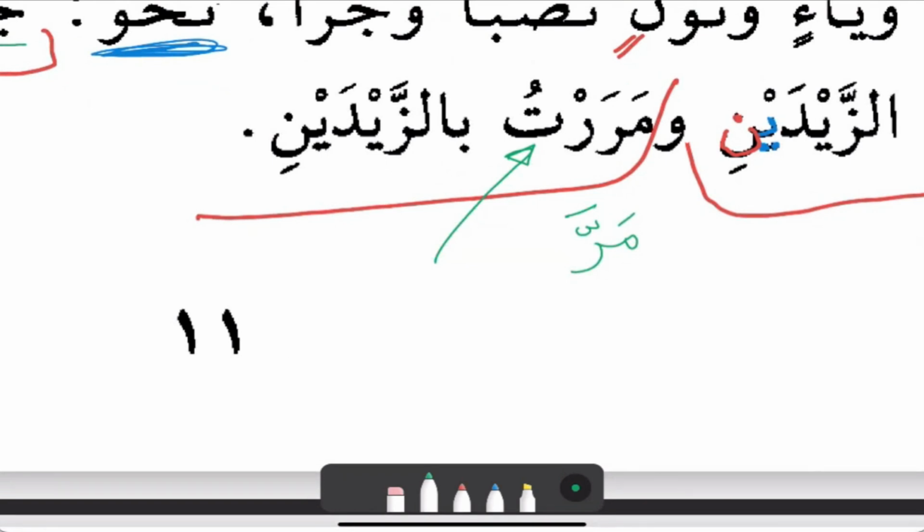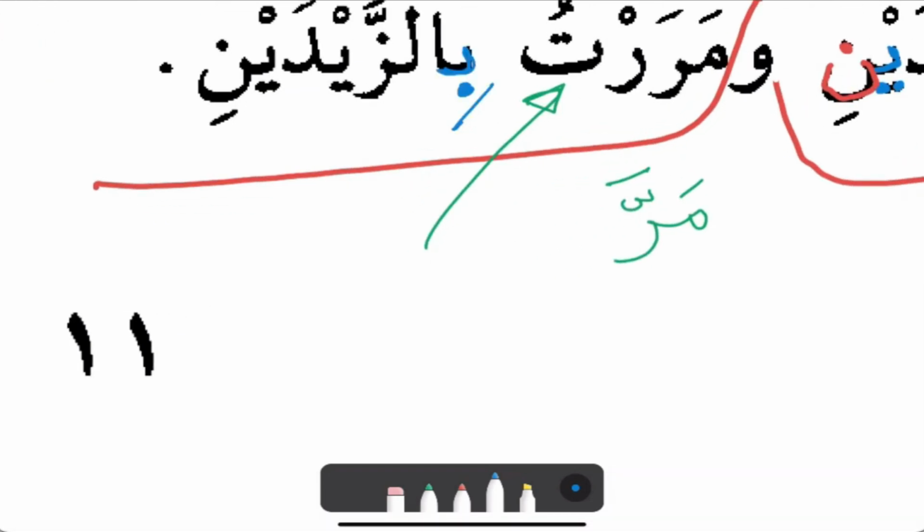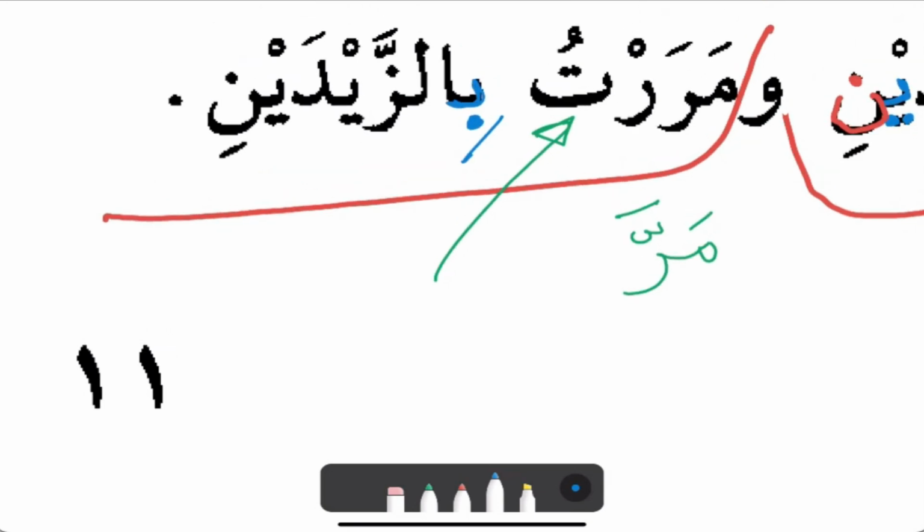Bizaydaini, by the two Zaids. This ba is al-ba'u harf jar, prepositional particle. Mabniyun ala kasr, it's built with a kasr. As Zaydaini, ism majroor. It's the object of the preposition. Wa alamatu jarrihi, and its sign of being genitive is, as you know, al-ya also, just like if it were mansub.